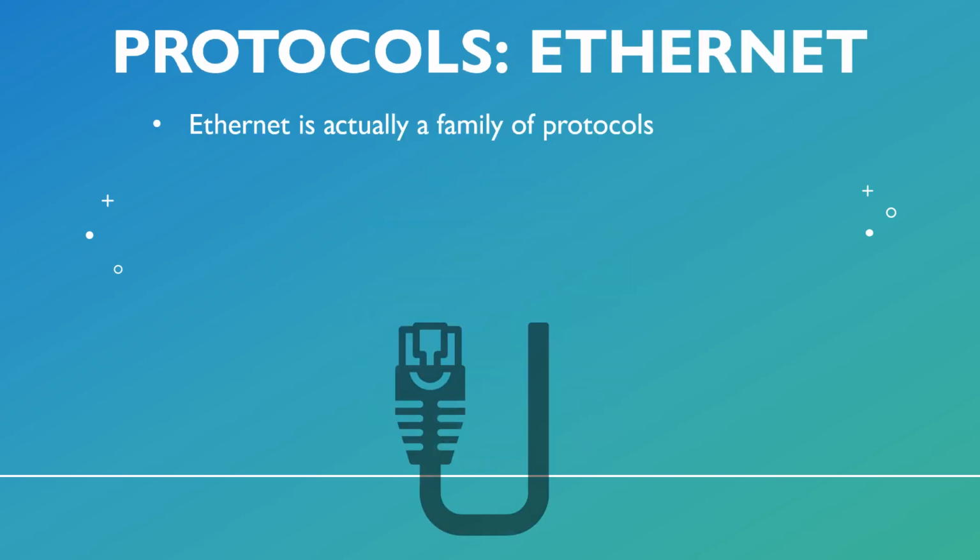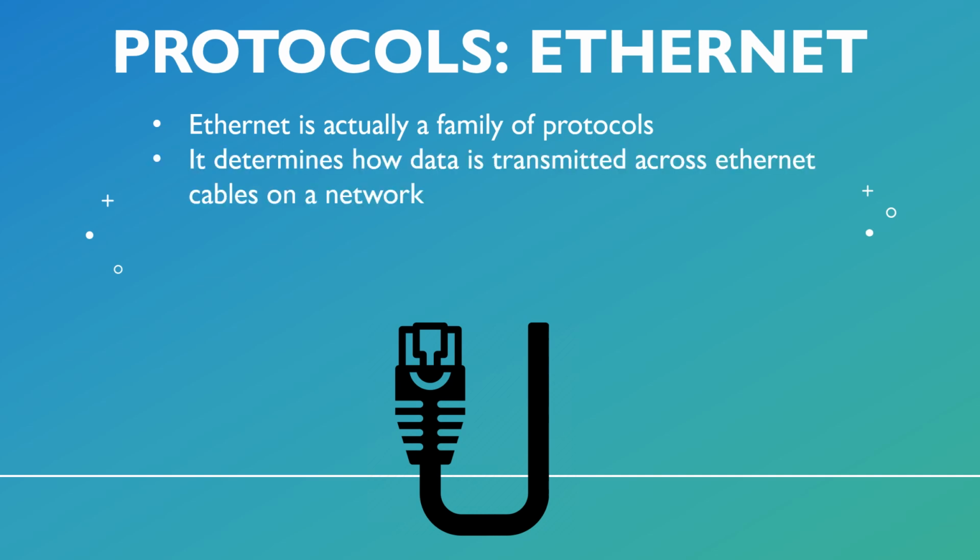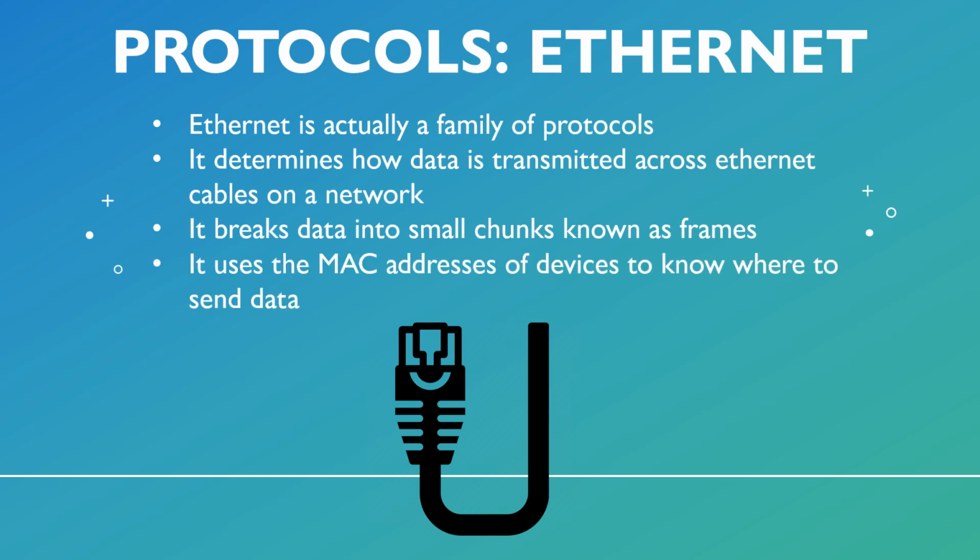Ethernet is actually a family of protocols rather than a single protocol. It determines how data is transmitted across Ethernet cables on a network. It does this by breaking the data down into small chunks known as frames. It uses the MAC addresses of devices to know where to send the data.